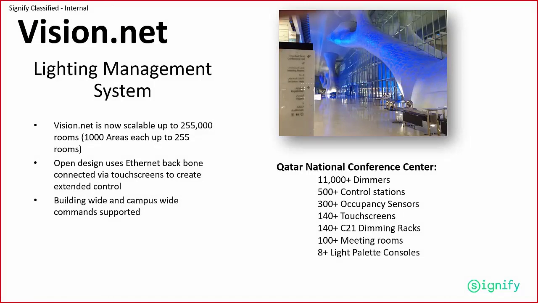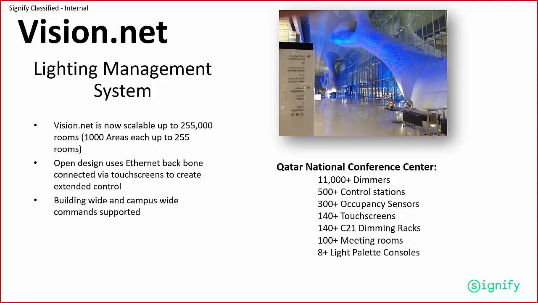So VisionNet as a lighting management system is a completely scalable architectural control platform. VisionNet functions on areas, and an area can be a control location. You could consider an area to be a floor of a building. It could be an auditorium in a school. And VisionNet is now scalable up to 1,000 areas where each area can contain 255 rooms.